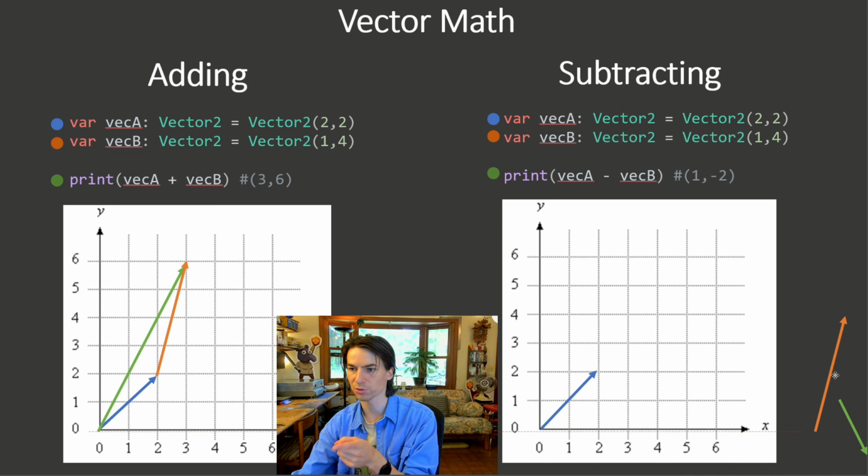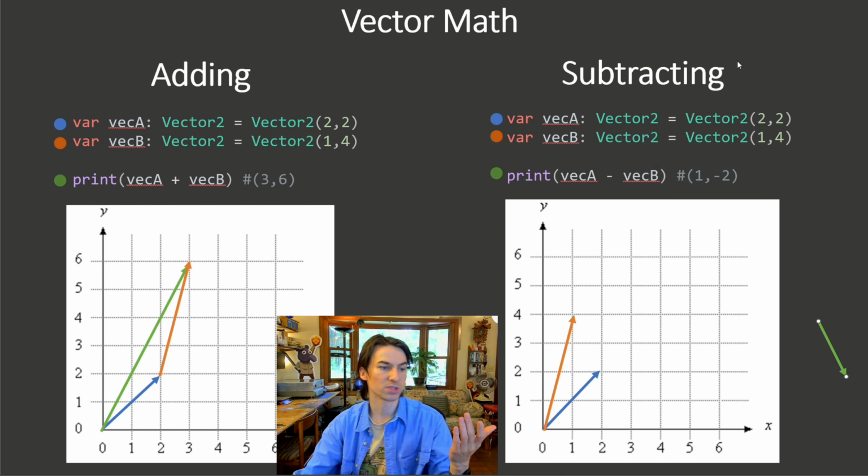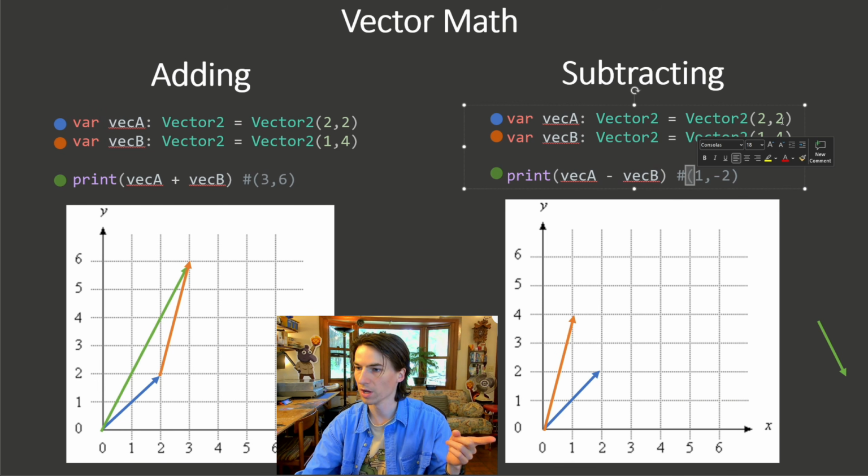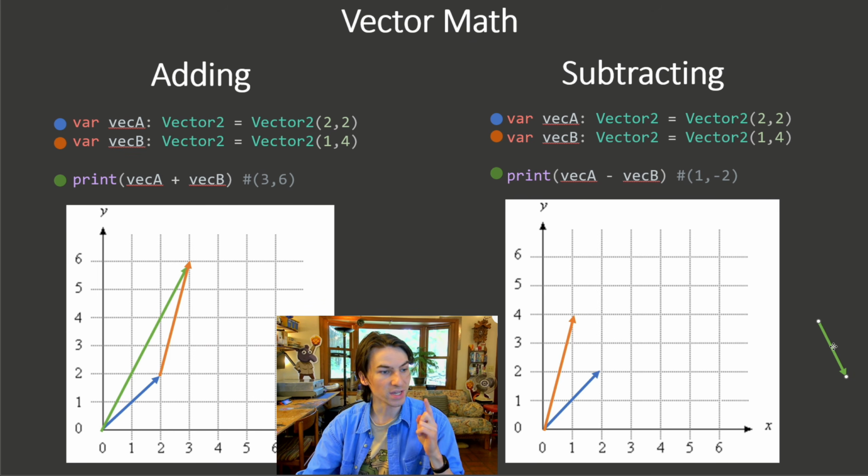Okay, and then if you subtract vectors, I've got the same 2 starting vectors, the blue and the orange one. And it's the same idea. You subtract the x's and then subtract the y's. So 2 minus 1 is 1, 2 minus 4 is negative 2. And what this ends up doing is it describes the vector, the path we would have to take to get from point B to point A, right? It's 1 over and 2 down to get between the 2.